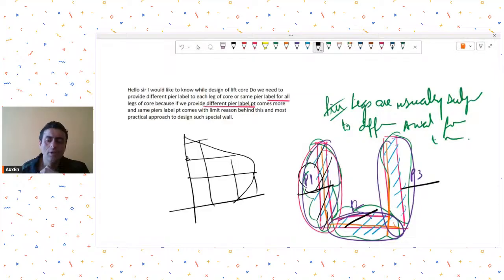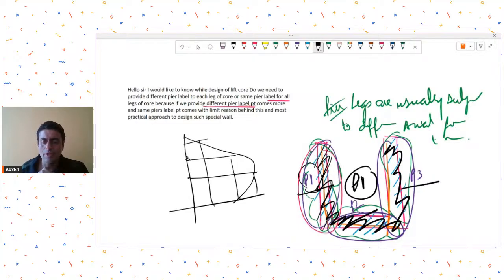Okay, and you have answered the query yourself. If you give the same pier label to all the legs, what will happen? It will just add up all the axial forces. It will algebraically add up the moments also, and it will then start taking this as the entire cross section. Okay, so assigning one pier label may not give you the correct picture, because each leg may have some different P and M combination. So assign different pier labels to different legs of your wall. Okay.